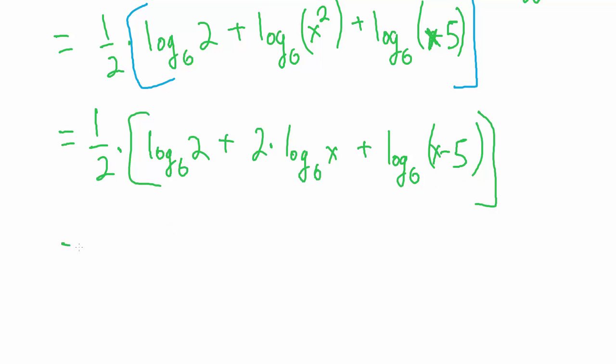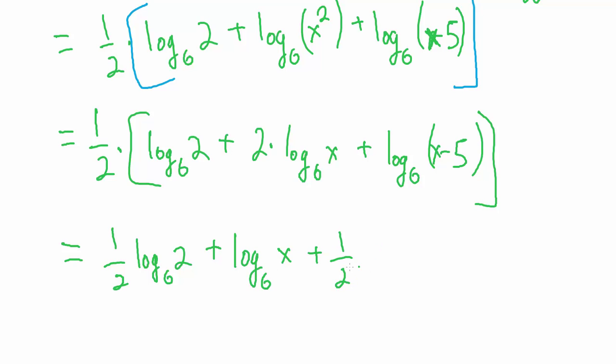And I guess there is one more small thing we could do overall, and that's distribute the 1/2 so that we have 1/2 times the base 6 log of 2 plus, and then what we have here is 1/2 times 2, so those actually cancel, and we just end up with base 6 log of x, which is kind of nice. And then we have plus 1/2 times the base 6 log of x minus 5. Okay, and that would be our final answer there.